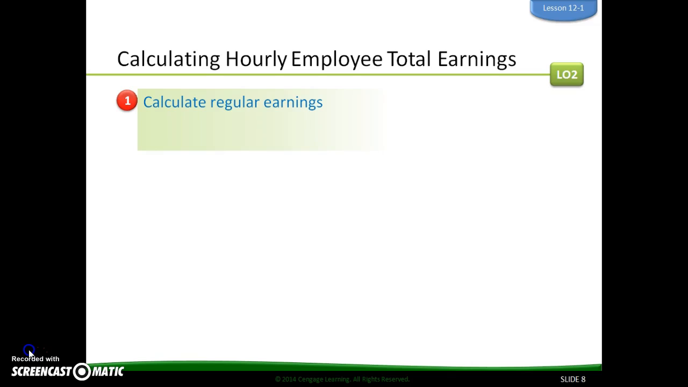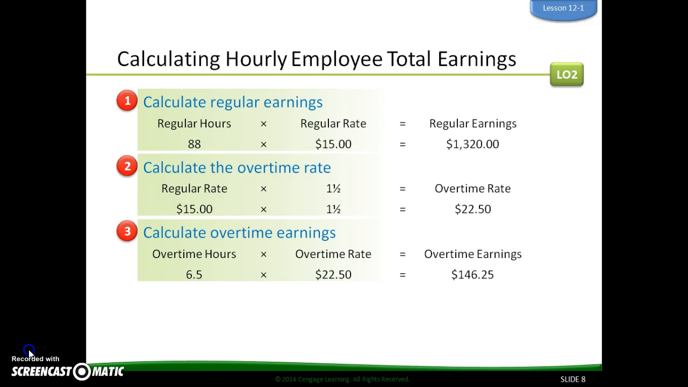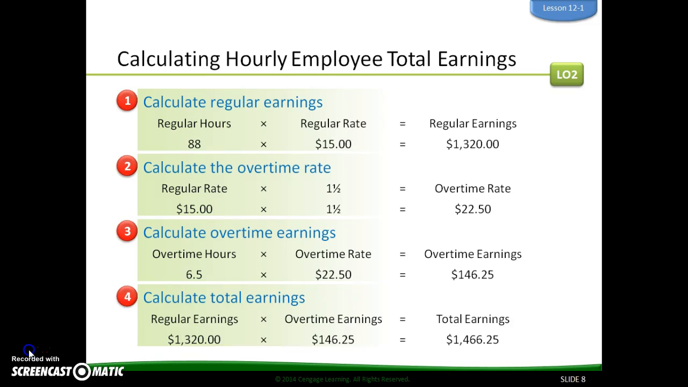When we're going to calculate an employee's total earnings if they have an hourly wage, you can see that this employee had 88 hours at their regular rate of $15 per hour. Then we do a separate calculation for their overtime. Their overtime is paid at 1.5 times their regular rate, or $22.50 an hour, and they worked 6.5 overtime hours, resulting in an additional $146.25. So the total earnings is going to be their regular earnings plus their overtime earnings.